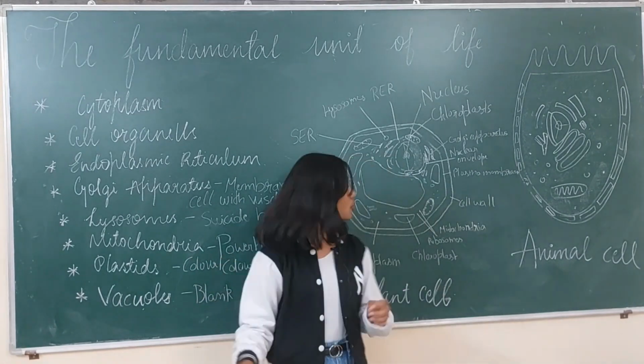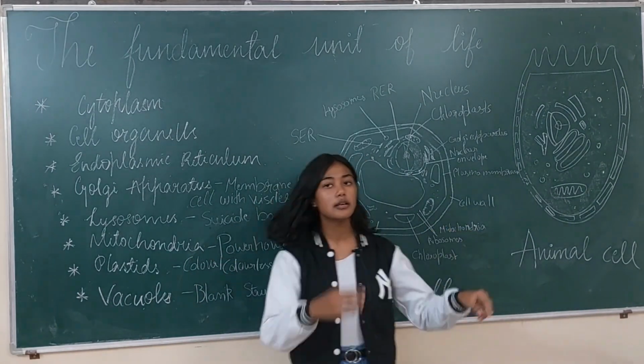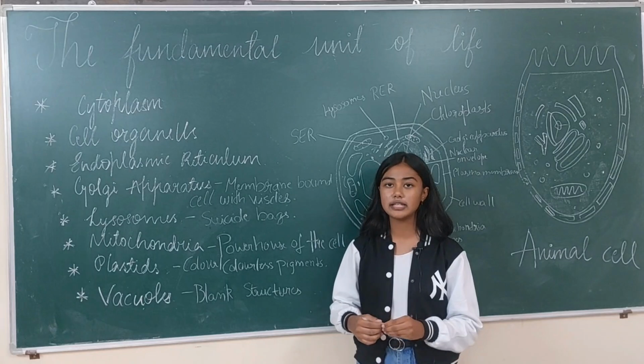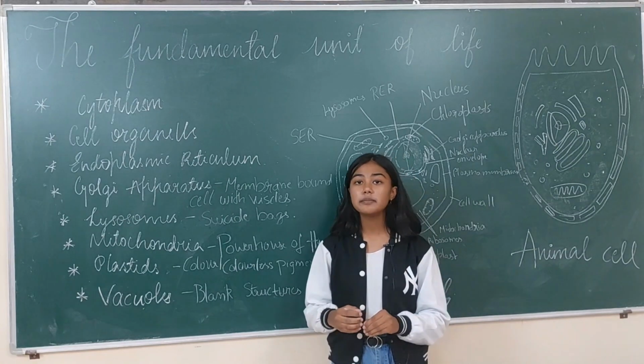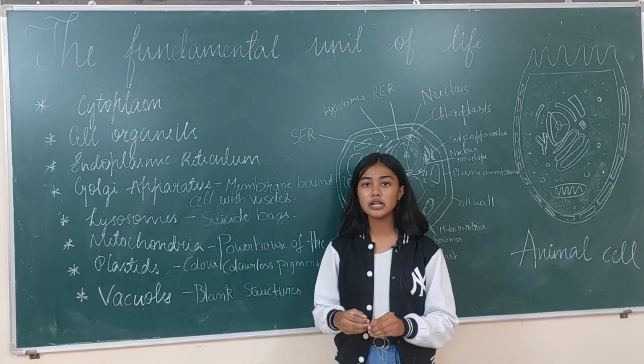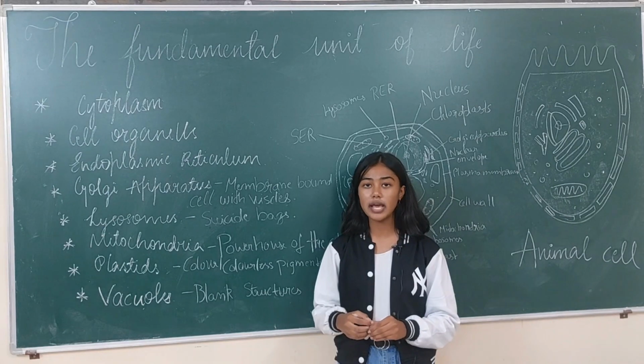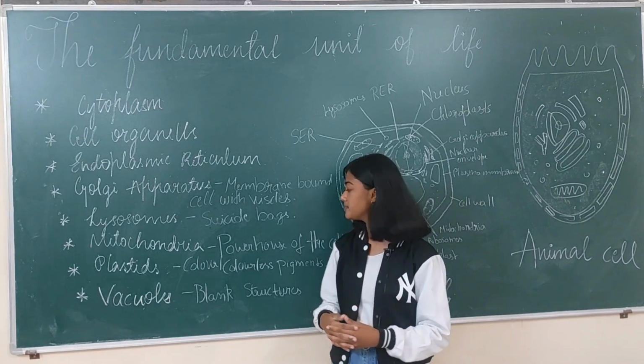Mitochondria. Mitochondria is the powerhouse of the cell. Mitochondria has two membrane coverings. Mitochondria also provides energy to the cell in the form of ATP. The full form of ATP is adenosine triphosphate. It is also known as the energy currency of the cell.